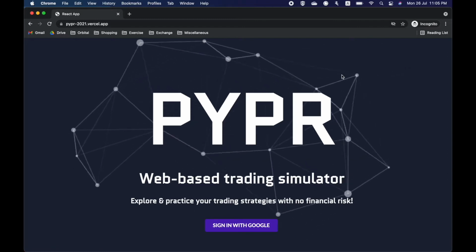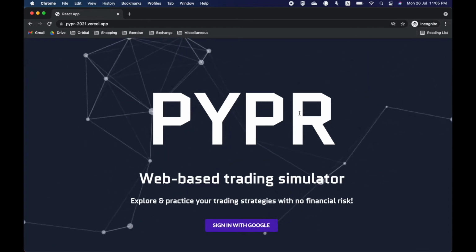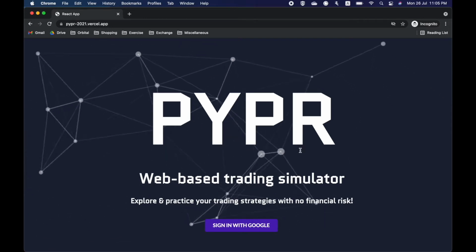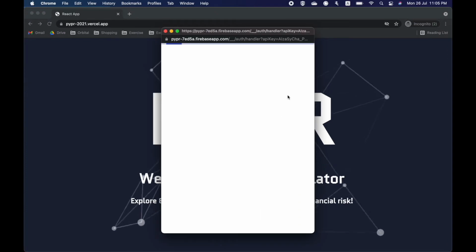It's called Piper, and as you can see here, it is a web-based trading simulator. You can paper trade with real-time stock prices. So to gain access to the site, users will need to sign in with Google.